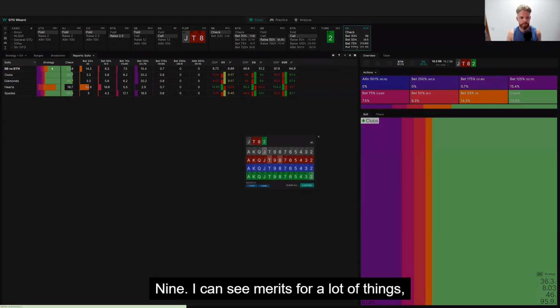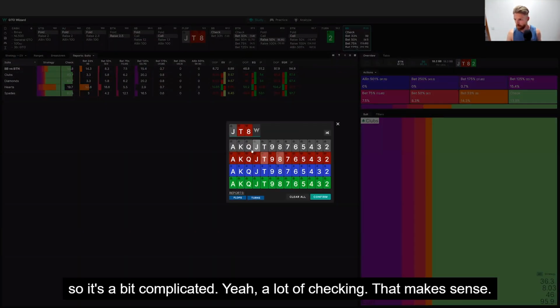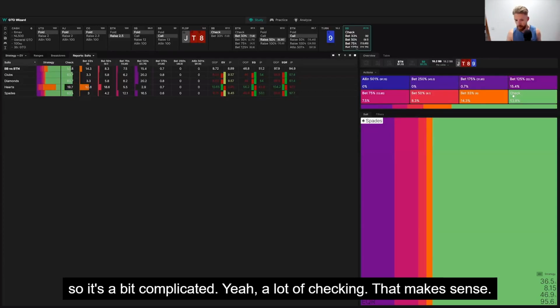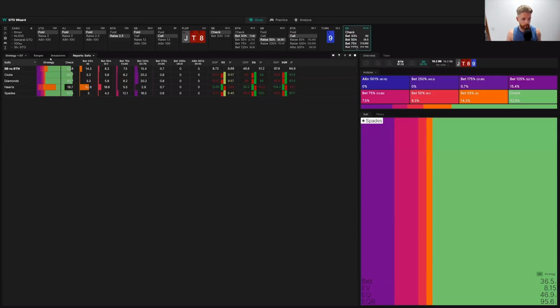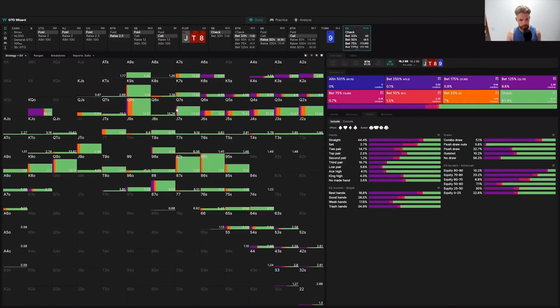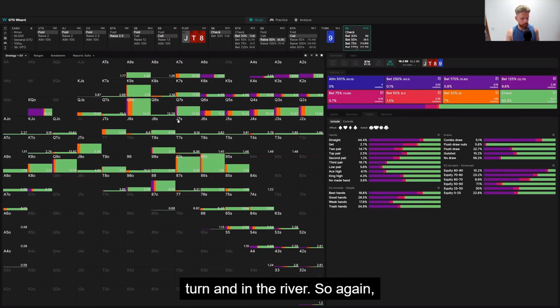9. I can see marriage for a lot of things. So it's a bit complicated. Yeah, a lot of checking. That makes sense. Nuts in Vinton's range. Turn and in the river.